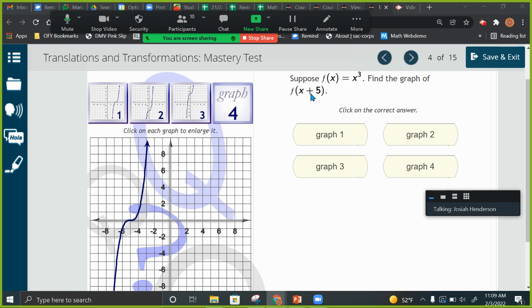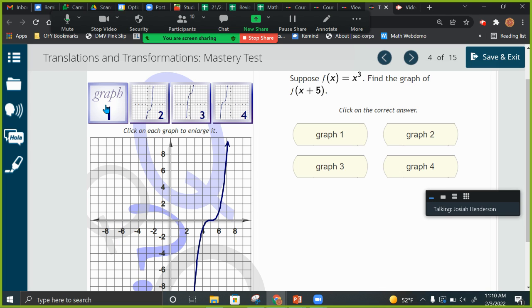Intuition, guys and gals and folks, intuition tells us it should be 5 to the right because it's plus 5, for goodness sake, right? Correct? But we always go opposite of what it looks like for horizontals. So anytime the thing is happening in the parentheses, we're going to go opposite. So this one would be graph 4 because it's going 5 to the left. Graph 1, this is the one where it goes 5 to the right.